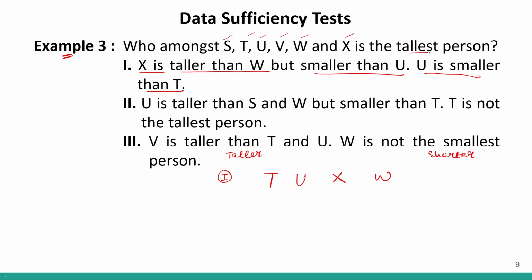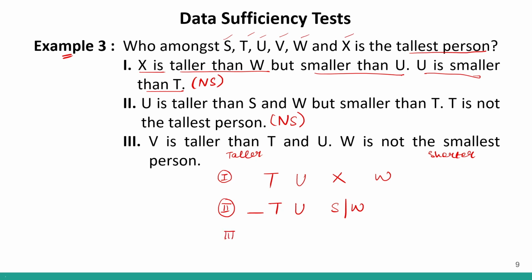Can we identify who is the tallest person? No, because we still don't know the position of S and V, correct? Statement 2 says that U is taller than S and W. Whether S comes first or W comes first, we don't know. But U is smaller than T, and T is not the tallest person. That means there will be at least one person taller than T. There could be two also, because we don't know the position of X based on statement 2. So statement 1 is not sufficient and statement 2 alone is also not sufficient. We have to find the tallest person.